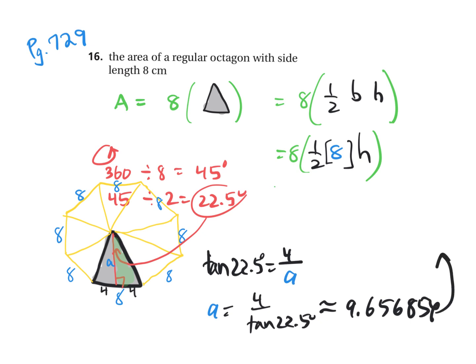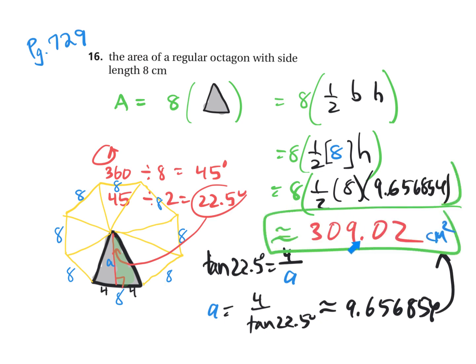The area of this octagon is the area of 8 triangles, where every triangle has an area of 1/2 times base times height. And that is approximately 309.02 square centimeters.